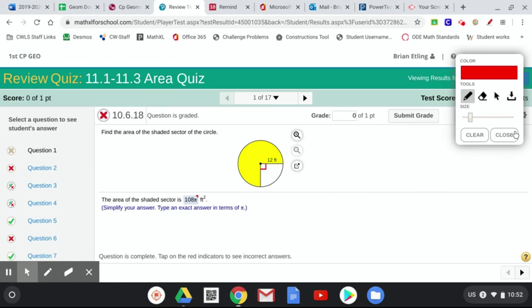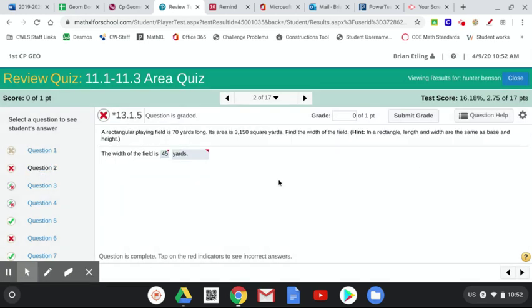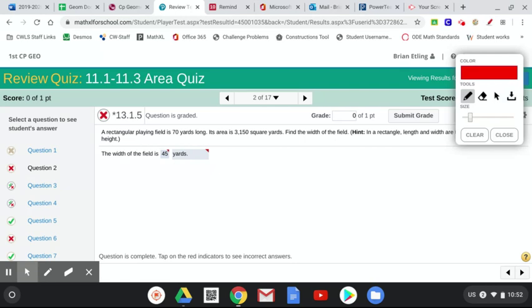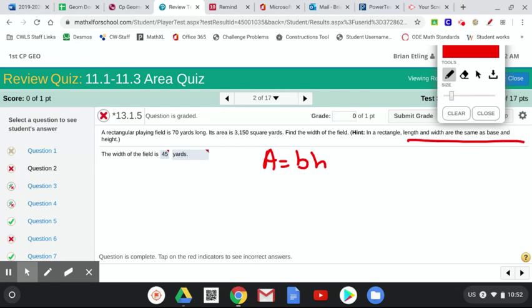So for number 2, to set it up, it's going to be area equals base times height. Normally we'd say length times width, but it's the same thing as base times height. It tells you in the problem, we have a football field. The area is 3,150, and one of the sides is 70. So we plug that information in.